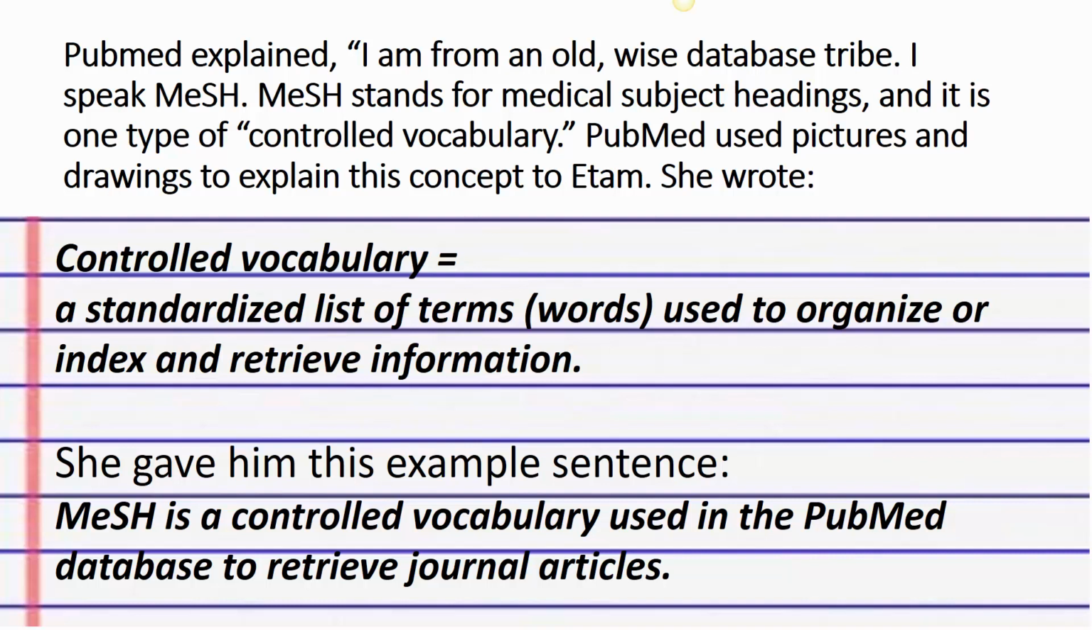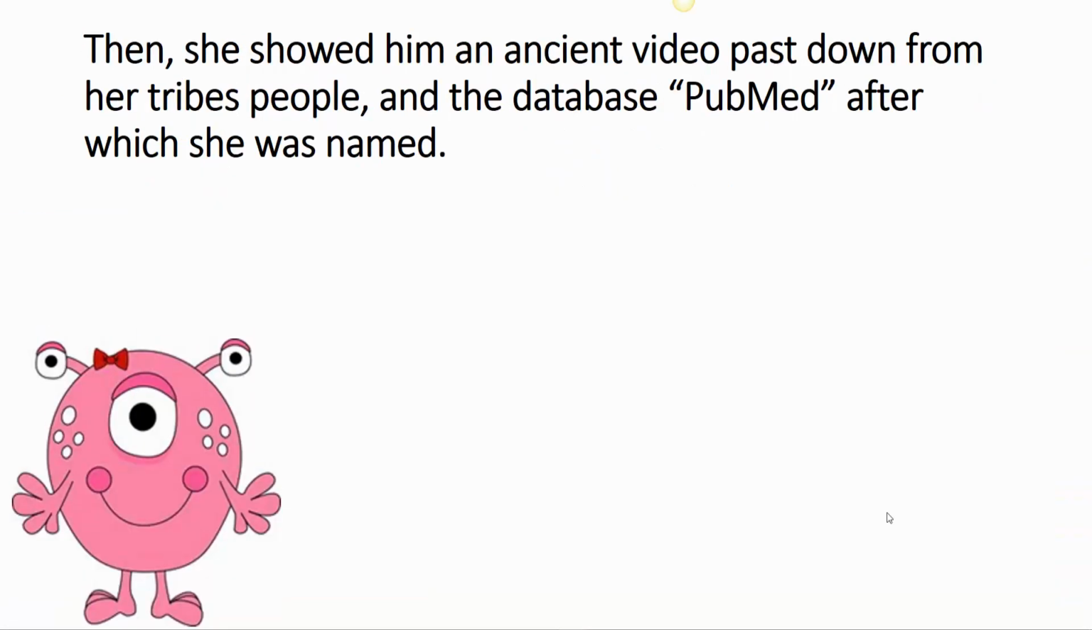PubMed used pictures and drawings to explain this concept to Etam. She wrote, "Controlled vocabulary is a standardized list of terms or words used to organize or index and retrieve information." She gave him this example sentence. "MESH is a controlled vocabulary used in the PubMed database to retrieve journal articles."